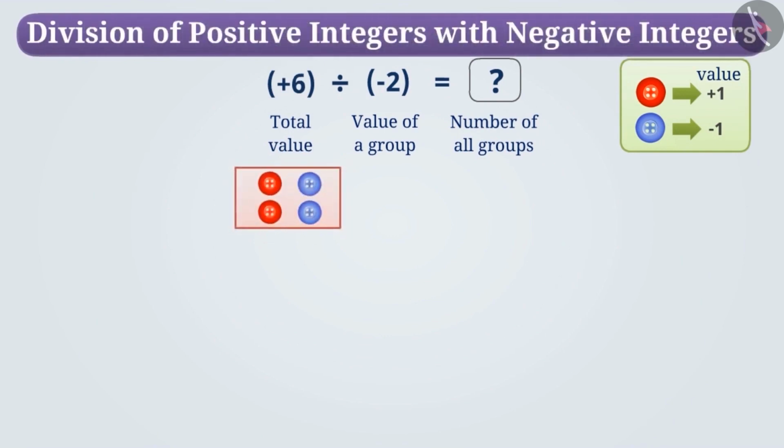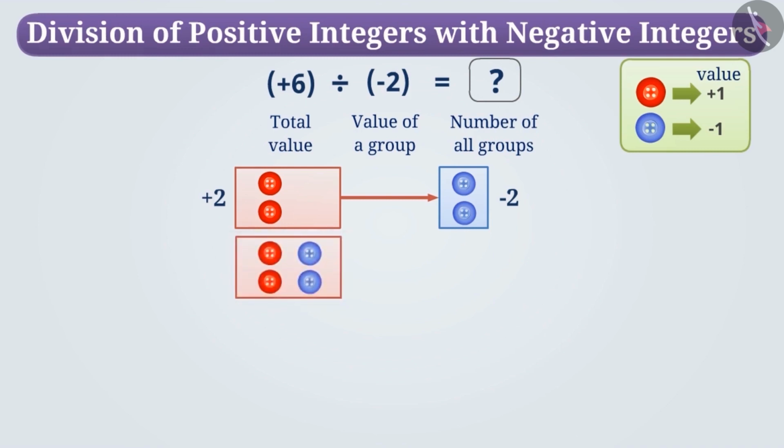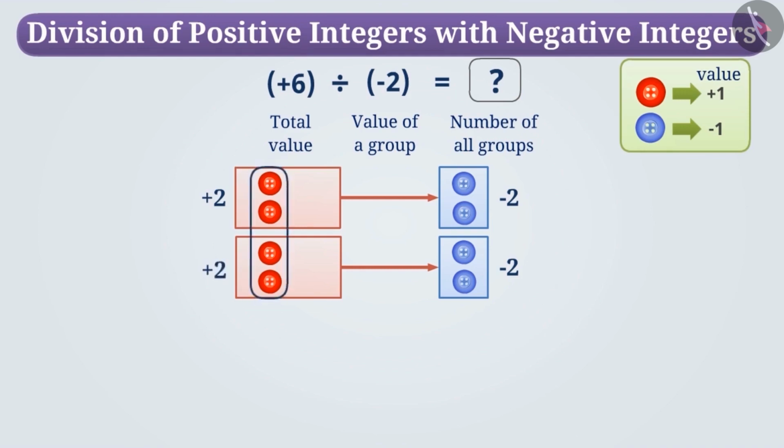If we remove two blue buttons from these two zero pairs, we get two red buttons. In this way, we get the total value plus 2 by subtracting the value of minus 2 from the zero pair. Similarly, if we take two more zero pairs and subtract the value of two blue buttons, that is minus 2, then we get two more red buttons, which is plus 2. There are a total of 4 red buttons whose total value is plus 4.